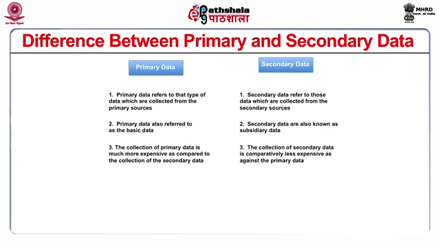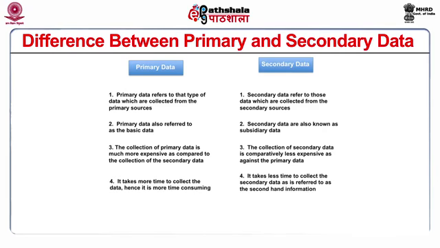The collection of primary data is much more expensive as compared to the collection of secondary data. Now, if we talk about the time consumed, in case of primary data, it takes more time to collect the data as compared to the secondary data. If the accuracy is concerned, primary data is supposed to be more accurate than the secondary data. Now, the primary data are known as the first-hand data or the original form of data, whereas the secondary data are known as the second-hand data which have already been collected by some outside agencies.